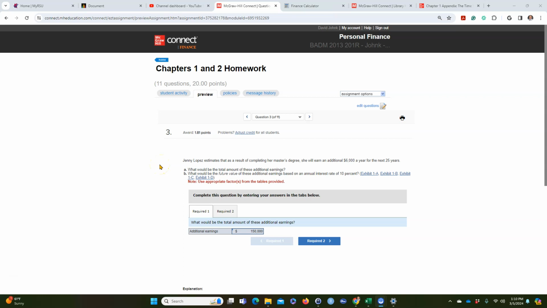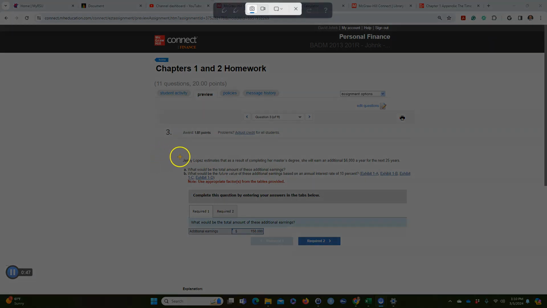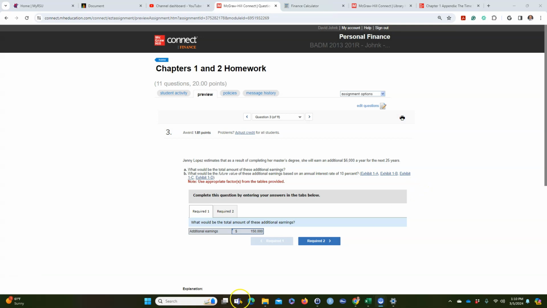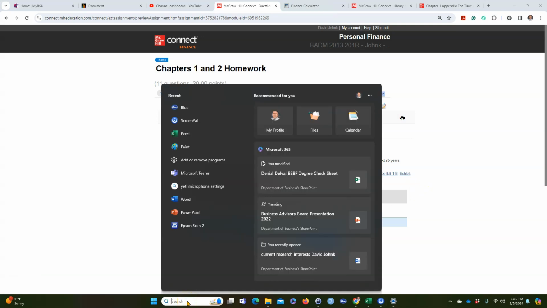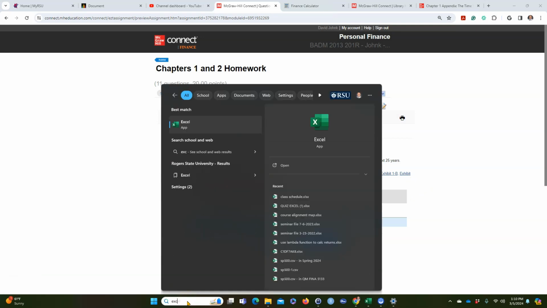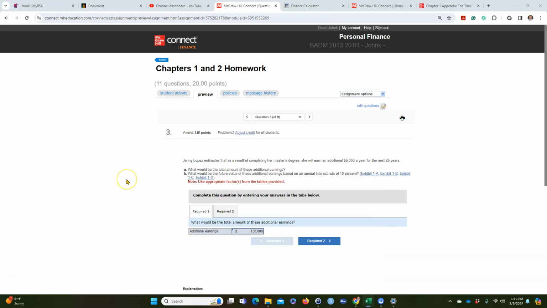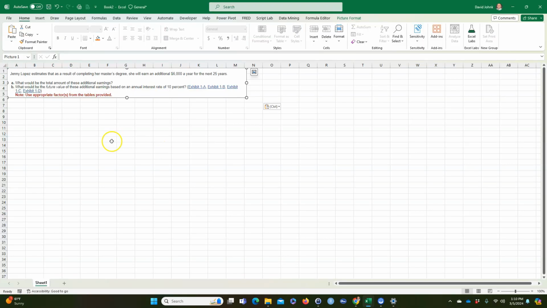So the first way I'm going to do it, I'm just going to go ahead and paste this into Excel. So I'm going to press Windows Shift S, as in Sam. I'm just going to highlight this right here, and then I'm going to go down here and open Excel. I'm going to type EXC and hit Enter to open up my Excel. And here's my Excel, and I'm going to open up a new workbook. I'm going to paste that in.